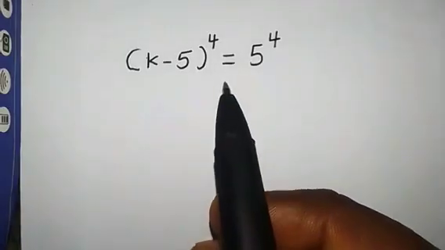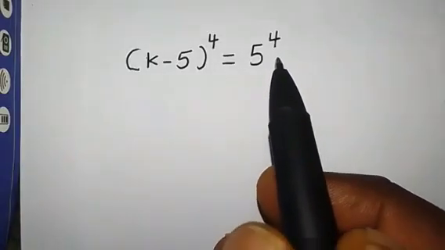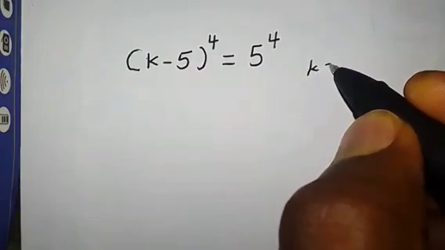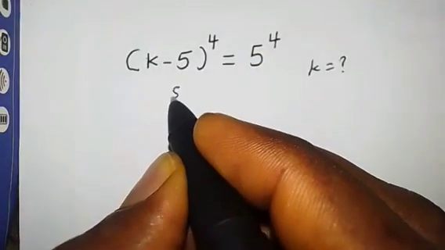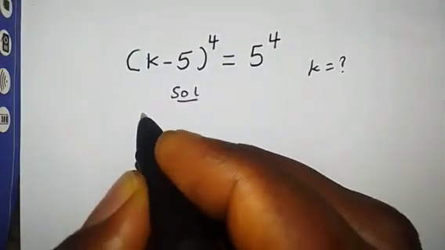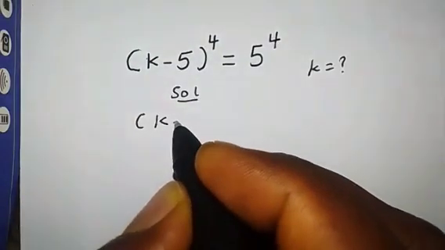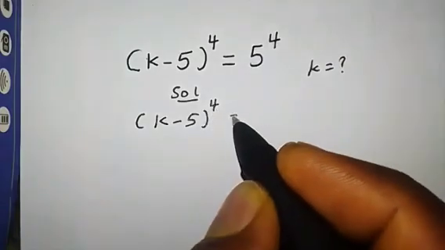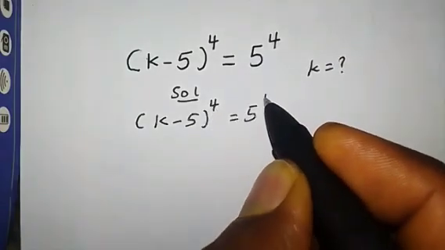(k minus 5) to the power of 4 is equal to 5 to the power of 4. We want to find the value of k. Solution. Let's write down the question first. (k minus 5) to the power of 4 is equal to 5 to the power of 4.